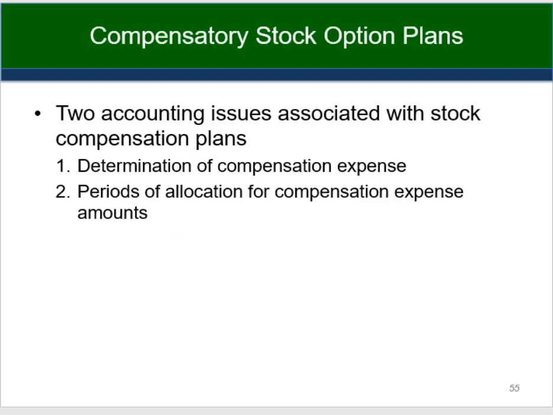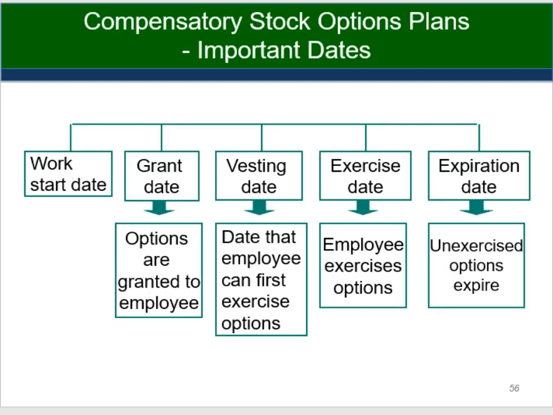For compensatory stock option plans, two accounting issues have to be determined. One is the determination of the compensation expense and the allocation of the compensation expense over a period. So, key dates: the work start date, so when you actually started working in the role where you were entitled to the compensatory stock option plan, the CSOP. The grant date is when you get the option.